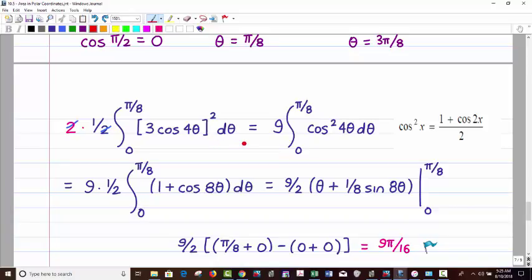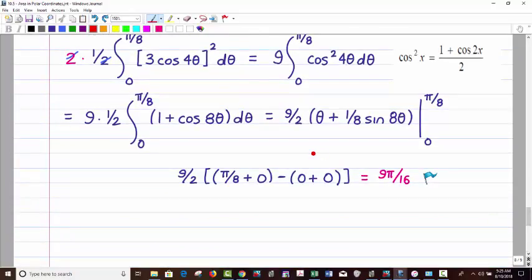3 cos 4 theta, squared, gives me 9 cos squared 4 theta. Use the identity again. Going a little faster on this one. The 2 will come out, makes that 9/2. So we'll have 1 plus cos of 8 theta. So the antiderivative will be theta plus 1/8 sine of 8 theta. Put in pi over 8, put in 0. And we have 9/2, put in pi over 8. And then sine of pi will be 0. The bottom one will all be zeros. So you get 9/2 times pi over 8, which gives me 9 pi over 16.